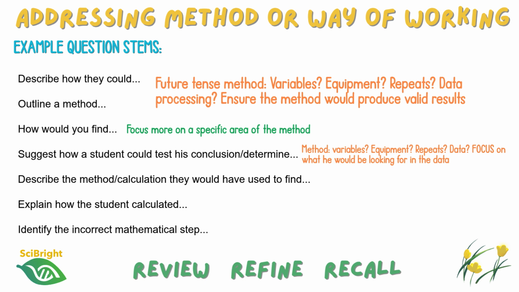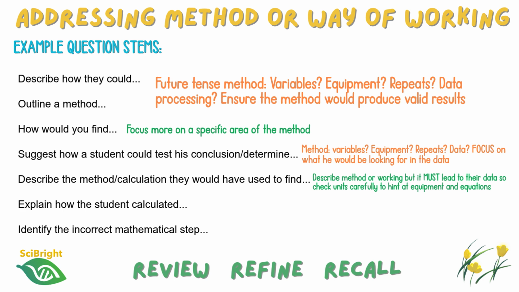Now, the next one is a common version that trips students up. Describe how they would have found or calculated the information. This requires you to look at the data they've got and describe a very specific version that would lead to results with the units given. For example, if mitotic index is given as a percentage, the calculation would need to reflect this.